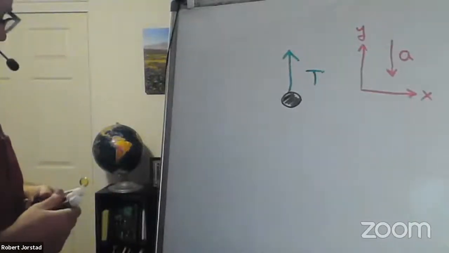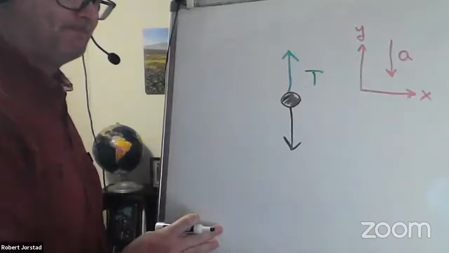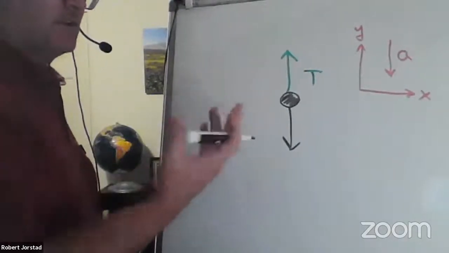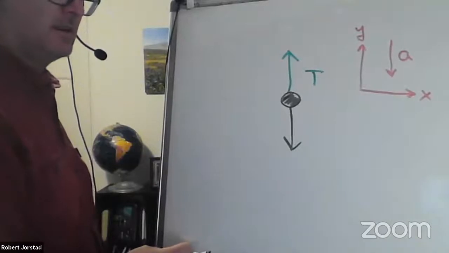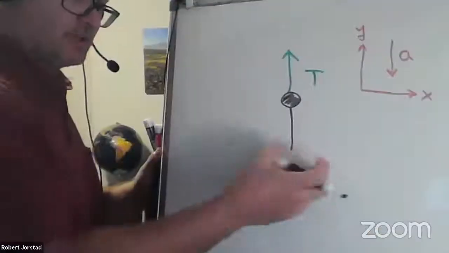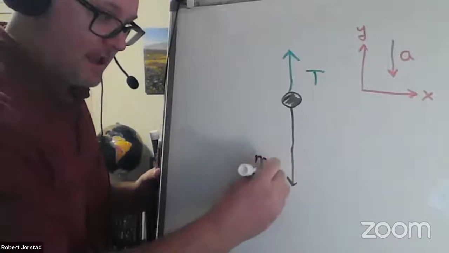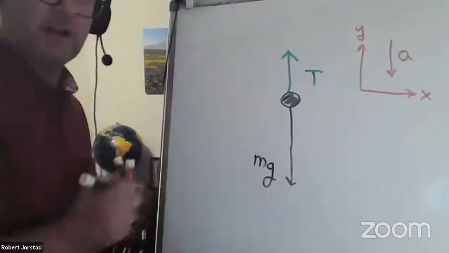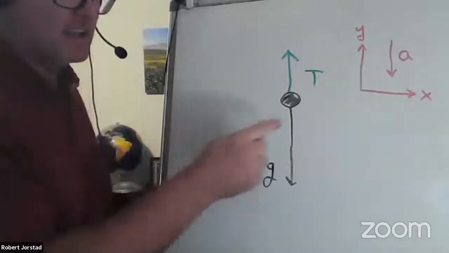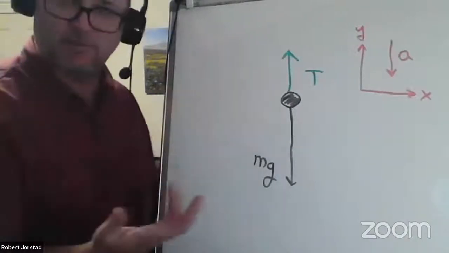What's another force? Mg. Yep. Which force should be larger in this problem? If you had to guess, are they the same size, or is one of them perhaps slightly larger? Mg is larger. How do you know mg should be slightly larger? What's the clue? The acceleration is downwards. It's basically like a tug of war. The weight is pulling downwards, tension's pulling upwards. The problem specifically tells us it accelerates downwards with magnitude A. That means the downwards force should be larger than the upwards force.